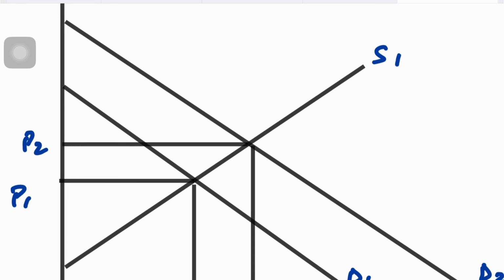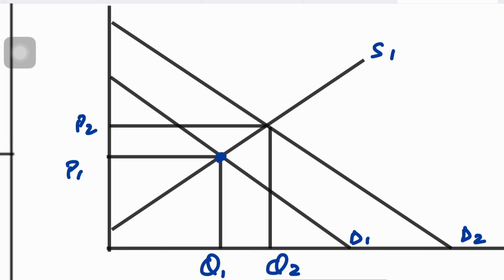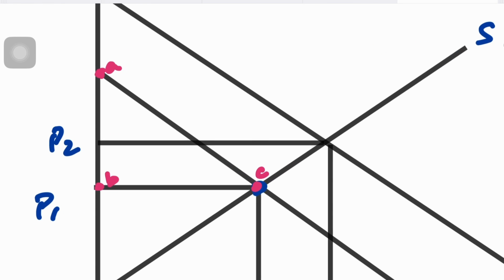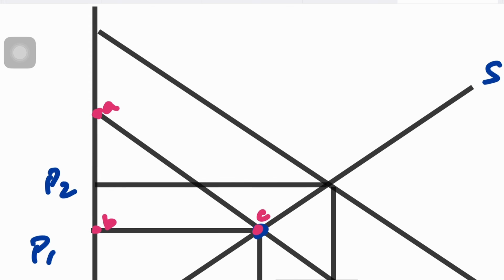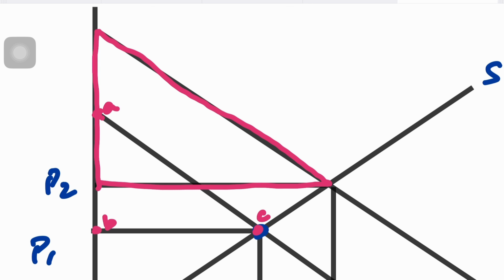Now, if you see, the original consumer surplus, when you're buying Q1 units, was how much? It was this triangle, right? It was triangle A, B, and C. So all of this triangle was your initial consumer surplus. And when demand goes up, and the price goes up as well, your new consumer surplus would be this triangle. And obviously we can see from the diagram that this triangle is bigger than this triangle.